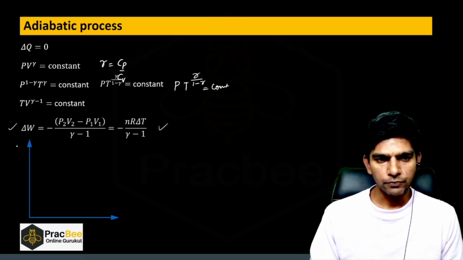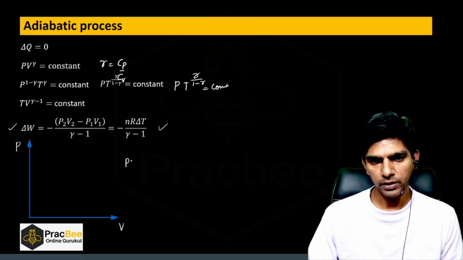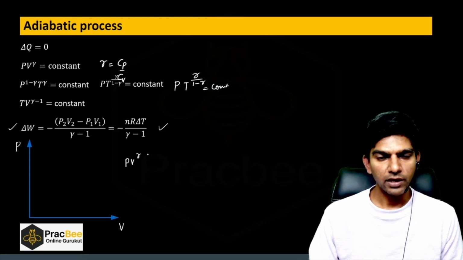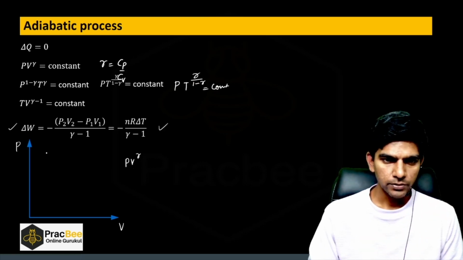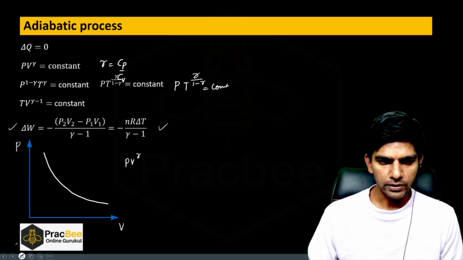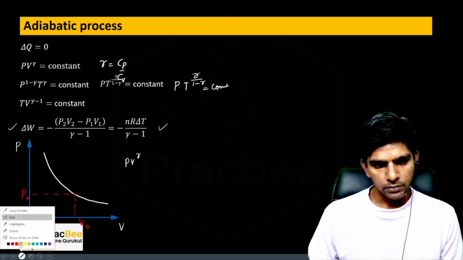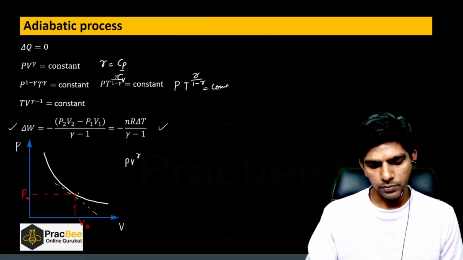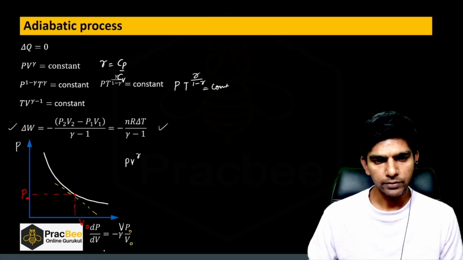Now, if I plot the pressure volume graph for an adiabatic process, PV raised to power gamma, and we know that the gamma value is greater than 1. So you can see if we increase the volume, the pressure will decrease. So the graph will be something like this, right? And suppose I want to find the slope at this particular point where the volume is V naught and the pressure is P naught. This slope will be given by minus gamma P by V, right? Minus gamma P naught by V naught.